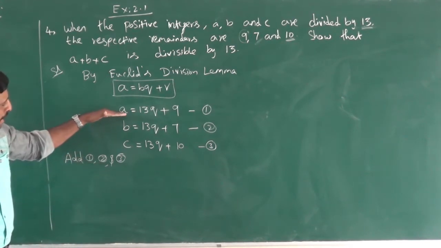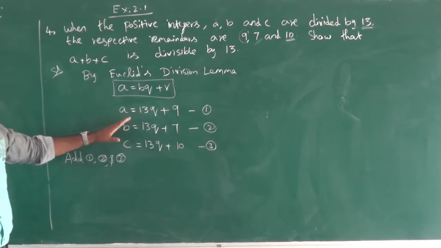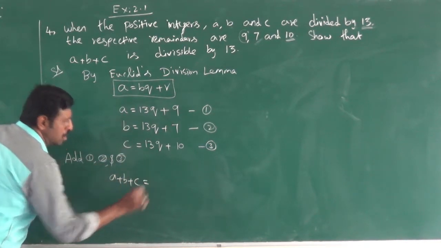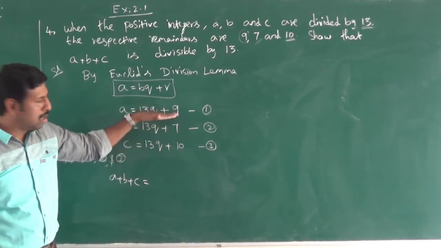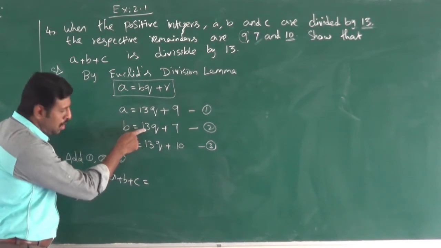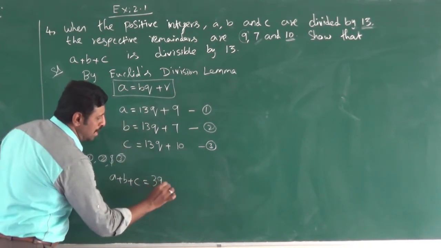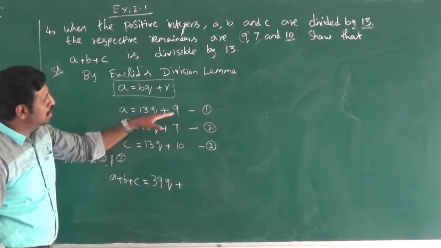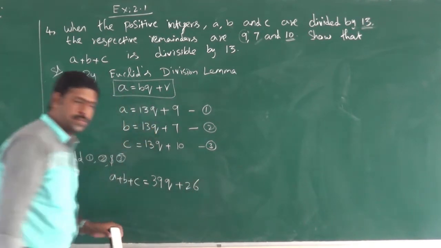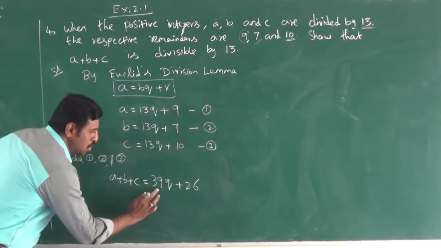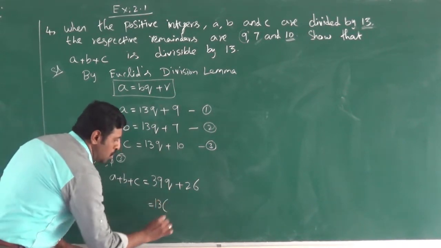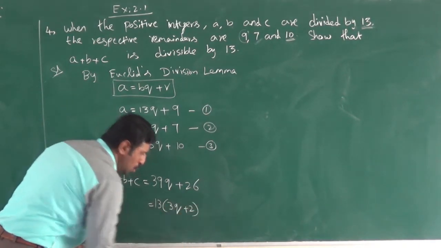If you are adding that, the LHS should be added separately. On the LHS we have A, B, C. If you add these terms, we get A plus B plus C is equal to... Now we add the RHS. In the RHS, 13 plus 13 is 26, 26 plus 13 is 39Q, plus 9 plus 7 is 16, 16 plus 10 is 26. Both the numbers are divisible by 13, so I take 13 outside commonly. So we get 13 times 3Q plus 2.